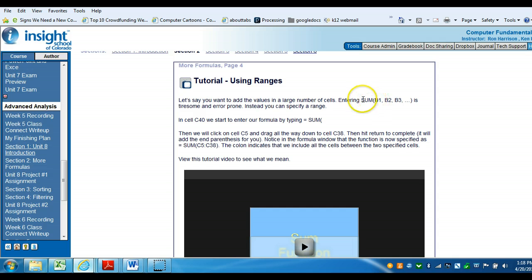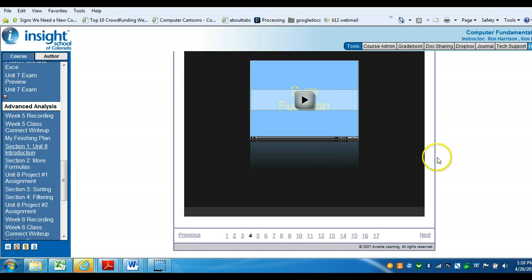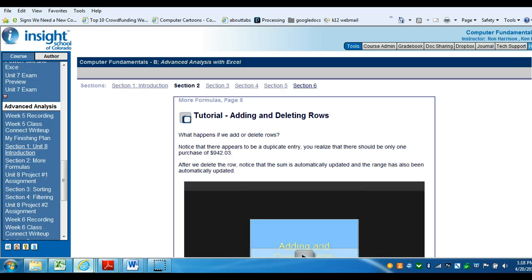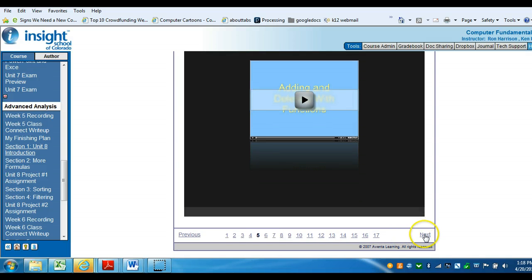I only end up having to type about 10 characters. Up here, if I was adding up 33 numbers, I would have had to type about 100 characters if I was going to do it this way. So using a range is much simpler. So I'll show you that in a minute. We'll do a little bit of practice with that, but watch this video to see how to do that. Adding and deleting rows, we'll do some practice on that, but you can look at the demo to see how to do it.